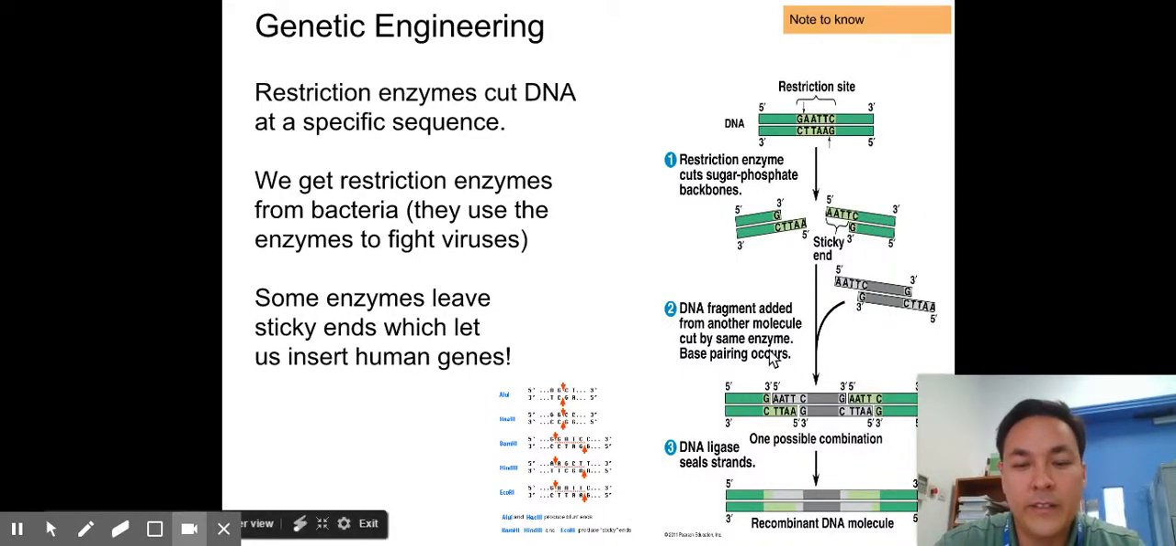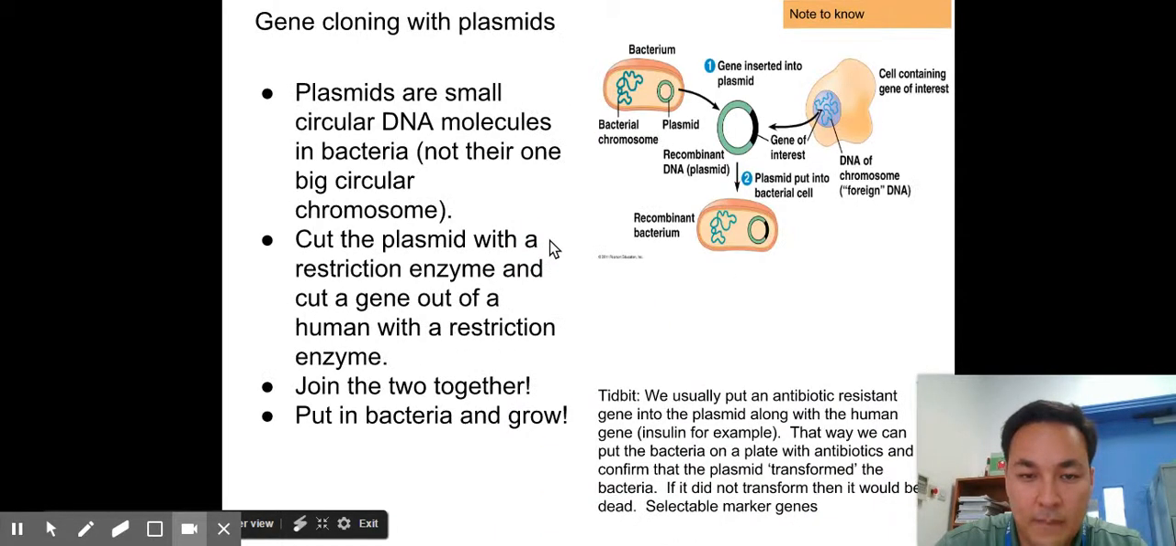For us, what I want you to know is that we can cut up DNA with restriction enzymes. It's going to cut whenever it sees the sequence it's designed to cut. These are enzymes that we get from bacteria. The bacteria use them to cut out viral DNA that infects them. We can use it to cut a plasmid, a small piece of DNA in a bacteria. We can then cut your DNA and we can insert it into the plasmid.